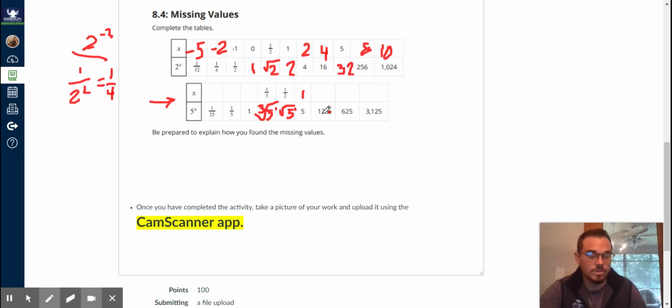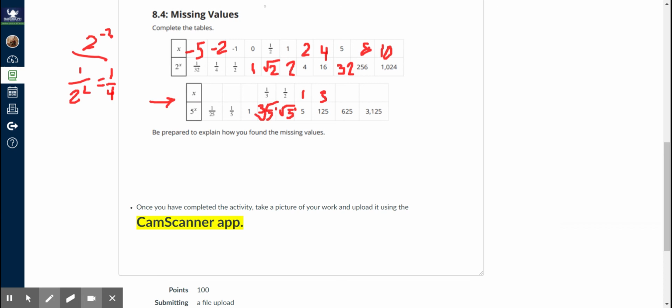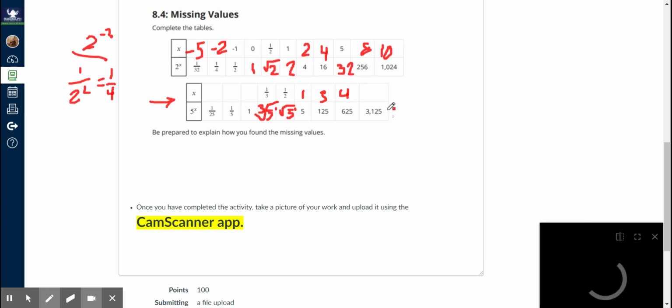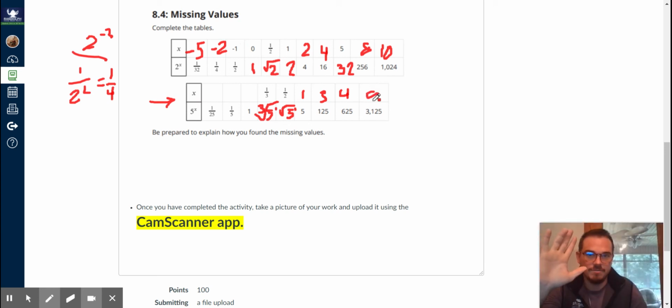Now, where do I get 125? Well, 5 times 5, which would be a power of 2, is going to give me 25. 25 times 5, which would be a power of 3, is going to give me 125. And then we try it again. If I take it to a power of 4, that actually does give me 625. Pretty quick jump there. And then if I take it to the power of 5, that gives me that 3,125. So 5 to the power of 5 is 3,125.